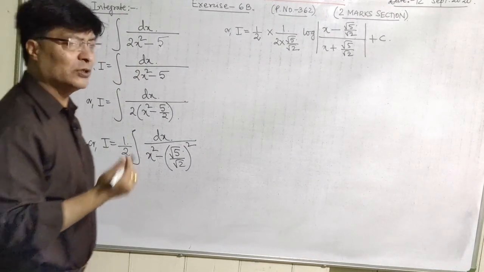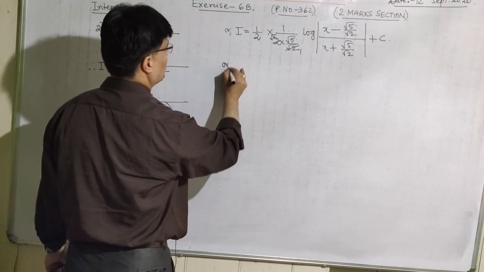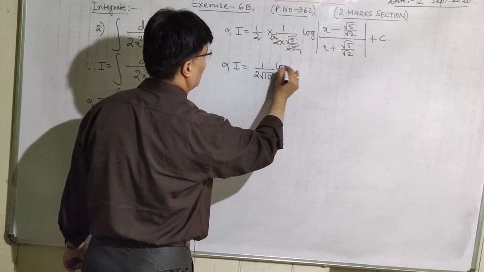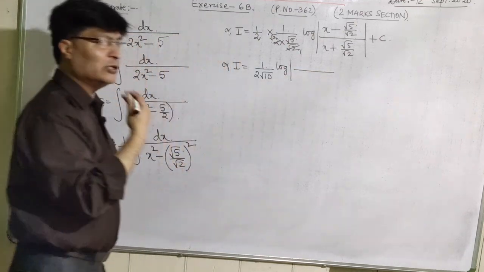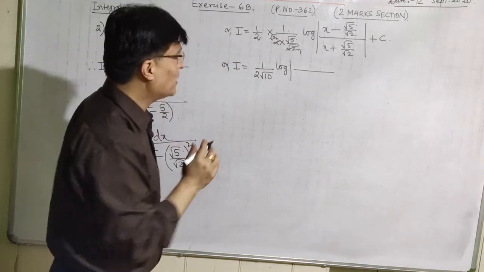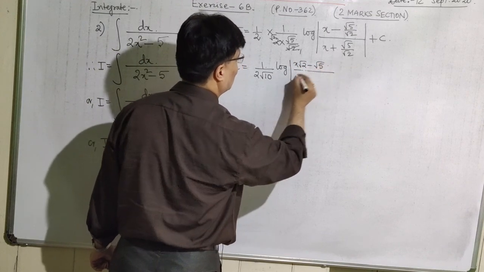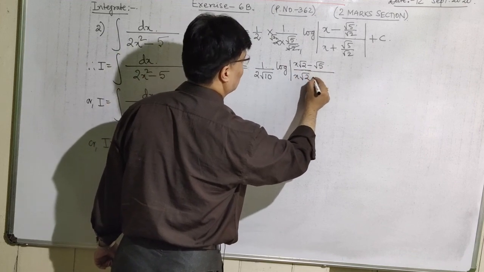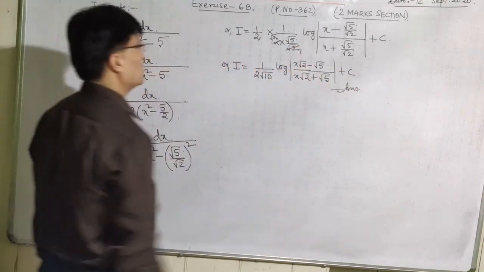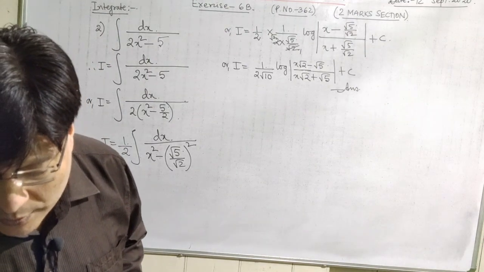Now you have to simplify it. So root 2 ones are root 2, 2 times root 2. So I is equal to 1/2 root 10 log within mod, in the numerator as well as in the denominator, what's the LCM? Root 2 is the LCM, and that LCM will be cancelled. And what do we get? You will get x root 2 minus root 5 divided by x root 2 plus root 5, mod sign closed, plus C. So this is the final answer. So I think you have understood it. So you can copy it. Now we'll do the next problem.